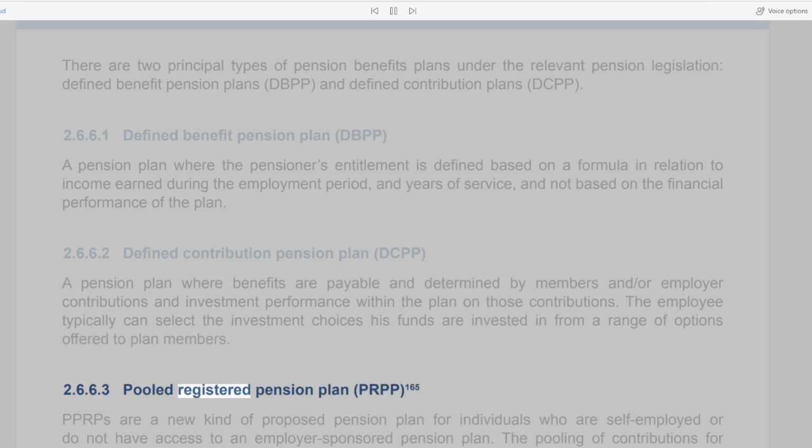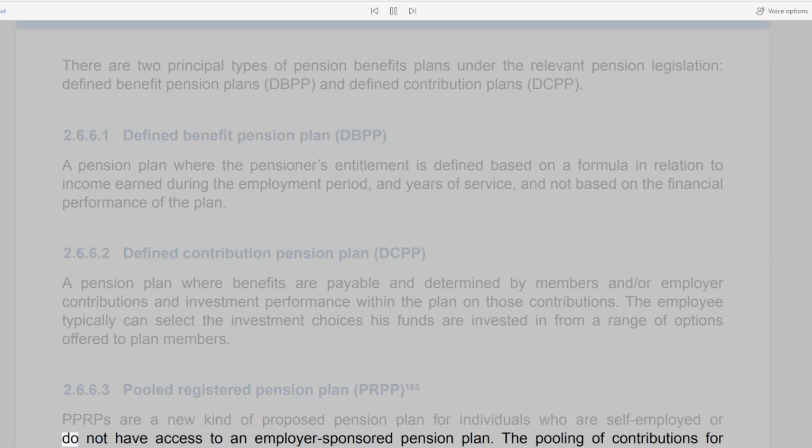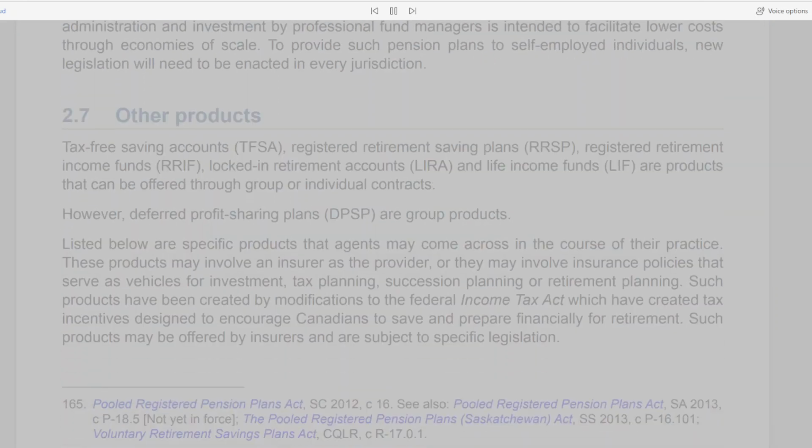2.6.6.3 Pooled Registered Pension Plan, PRPP, 165. PRPPs are a new kind of proposed pension plan for individuals who are self-employed or do not have access to an employer-sponsored pension plan. The pooling of contributions for administration and investment by professional fund managers is intended to facilitate lower costs through economies of scale. To provide such pension plans to self-employed individuals, new legislation will need to be enacted in every jurisdiction.